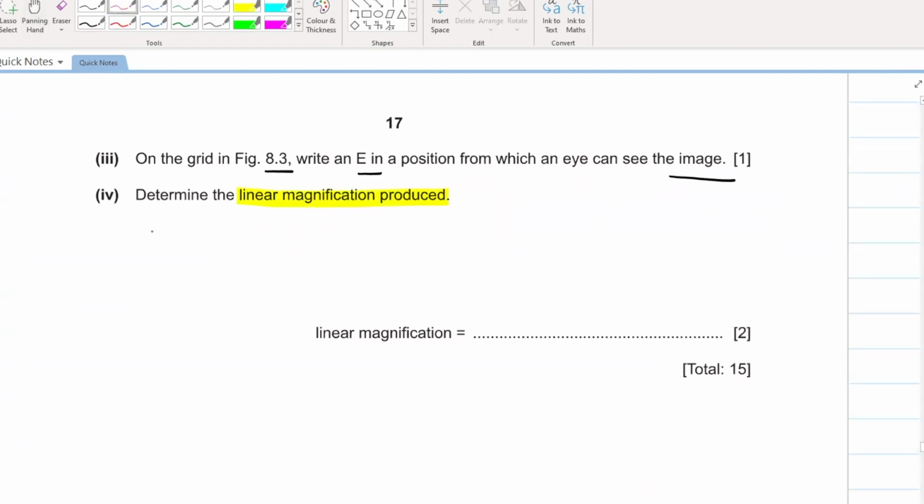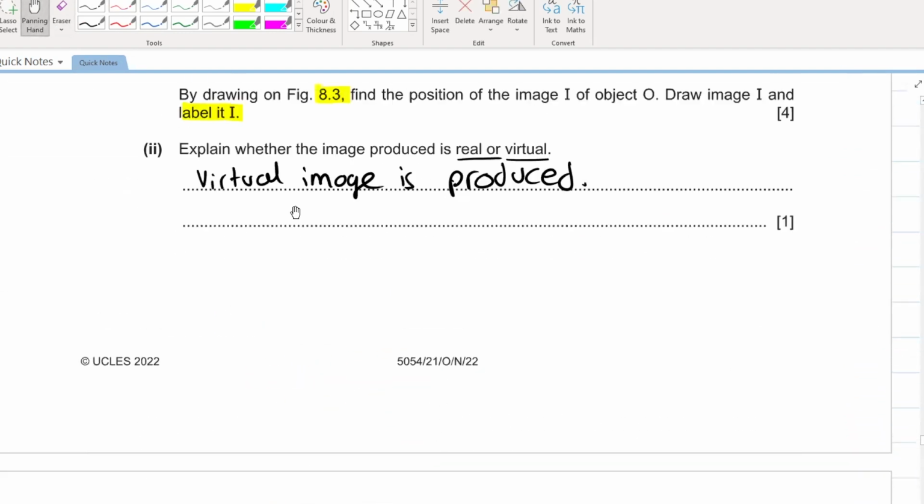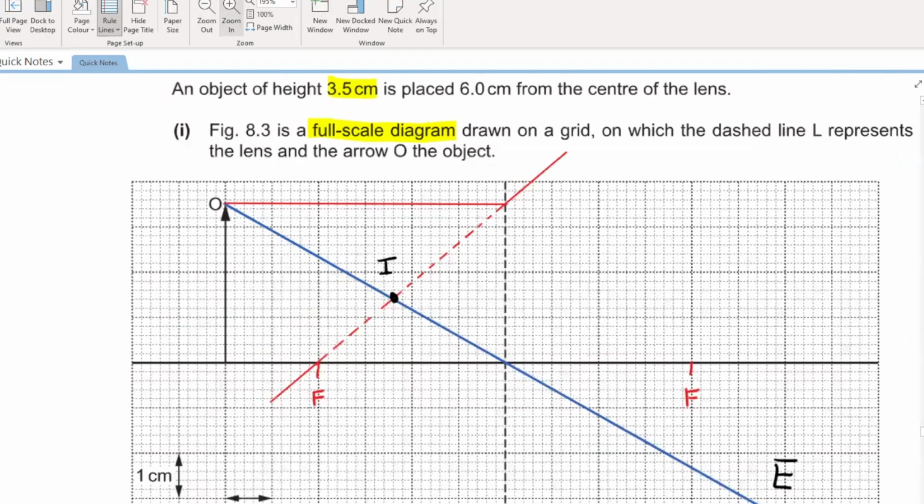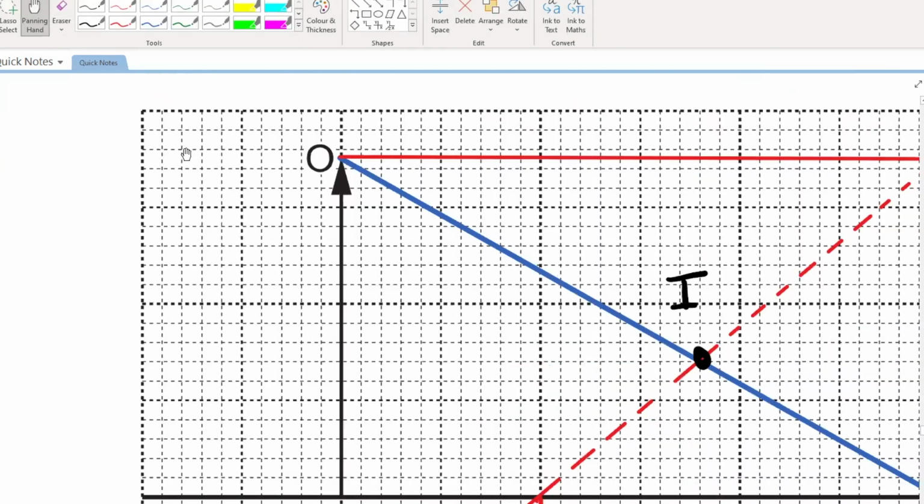Determine the linear magnification. You have to determine the linear magnification. How will you do that? Very, very easy. Height of image divided by what? Height of object. Perfect. What is the height of the image? How will you calculate that? Just zoom in a bit.